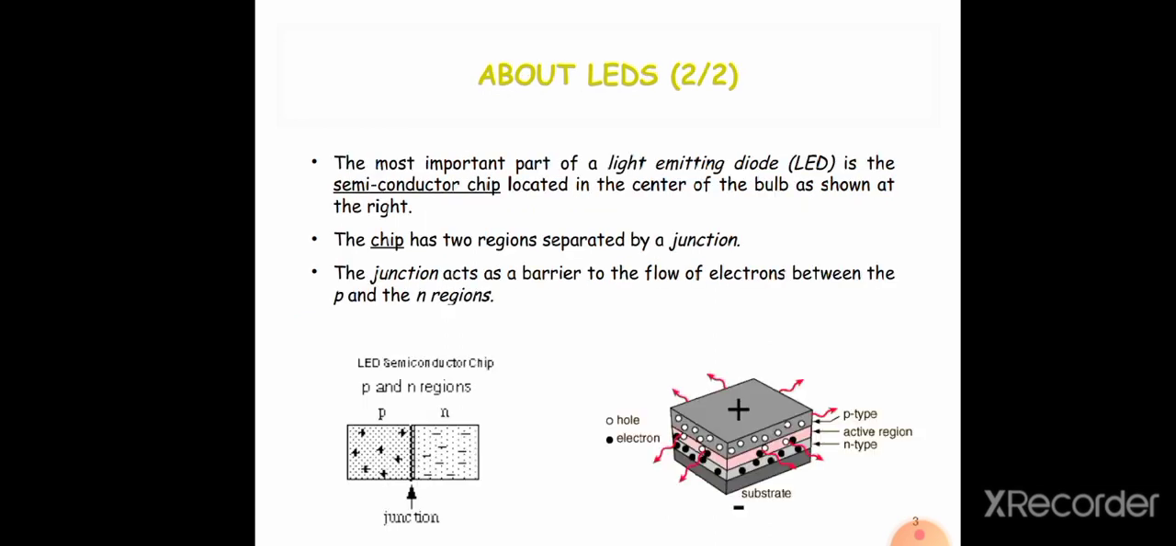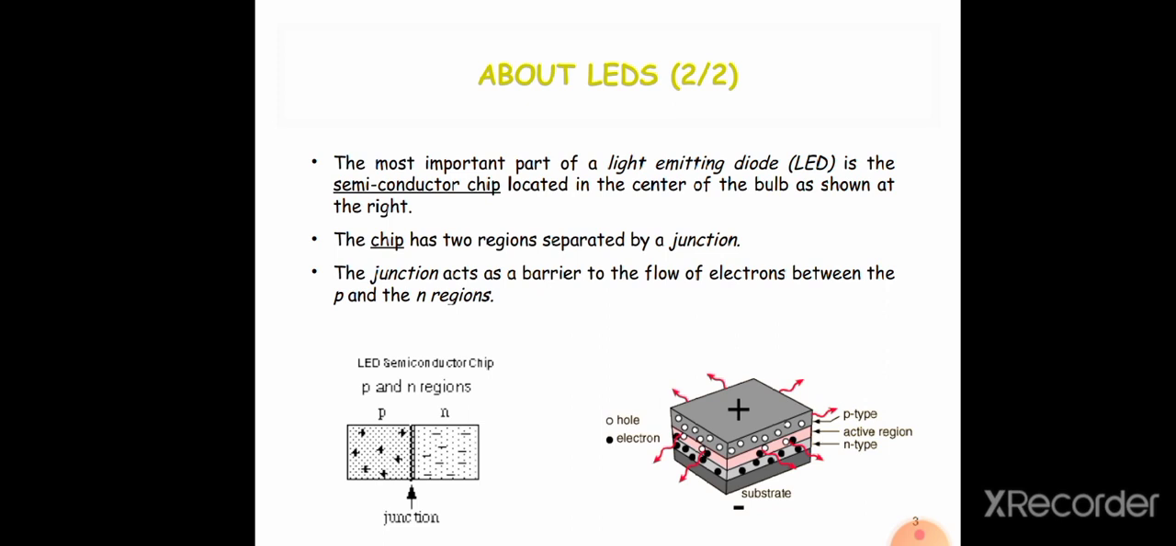Now on your screen you can see the construction of a PN junction light emitting diode. The material used in an LED is first a P type and an N type semiconductor, and between the P type and N type semiconductor there is an active region. The active region is due to recombination of electrons and holes, and light emerges from this active region.